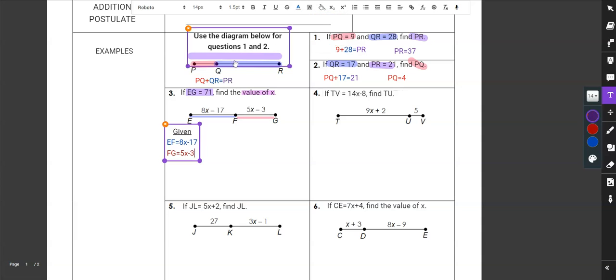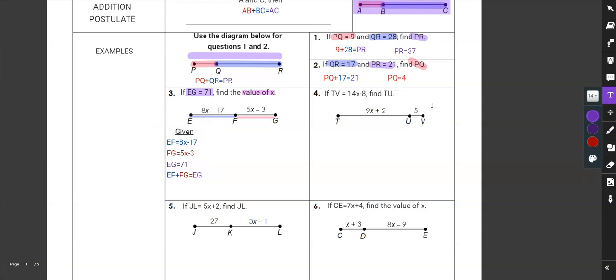And finally, the total length of the segment, EG, is going to be 71. So now we did our list. We're going to do our formula. So our formula is going to be EF plus FG will be equal to EG. So that's our list. And now we're going to do our formula.